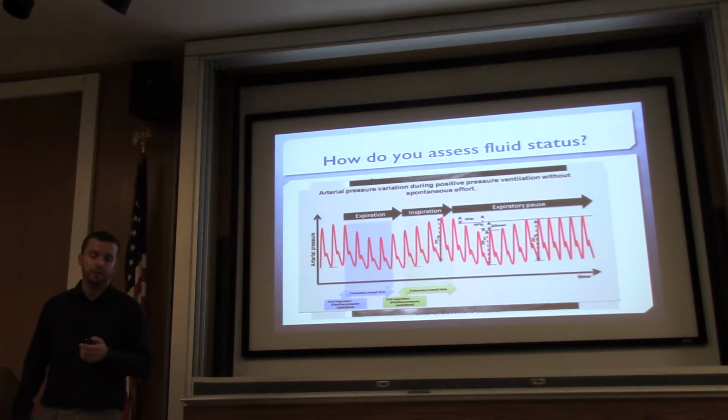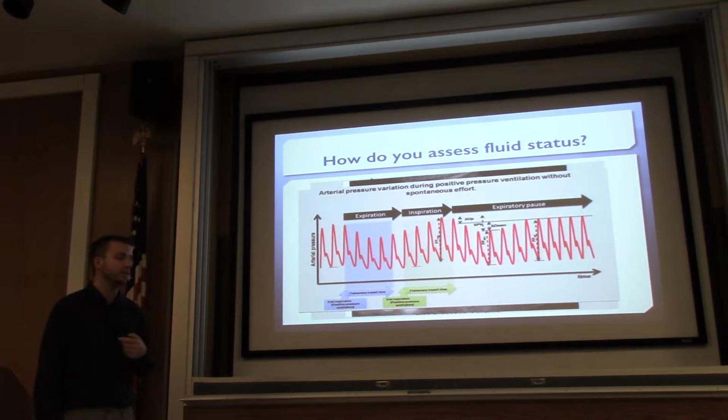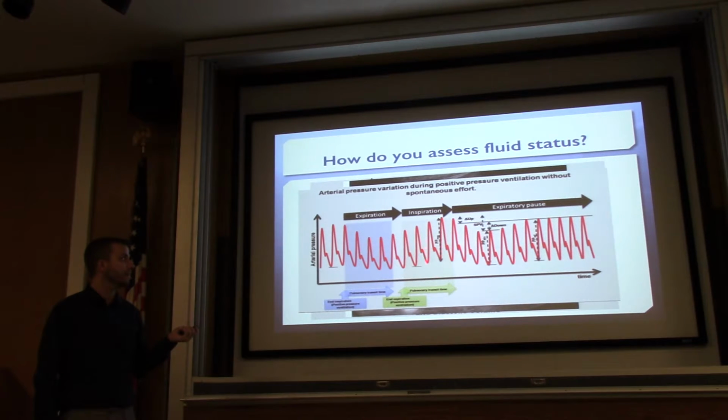Same idea as if you put in an arterial line: when you breathe in and then breathe out and you're collapsing your IVC, you look at the area under the curve of your A-line, or you can just look at the amplitude. If your amplitude varies, then you're probably fluid responsive because you're having variations with your breathing.